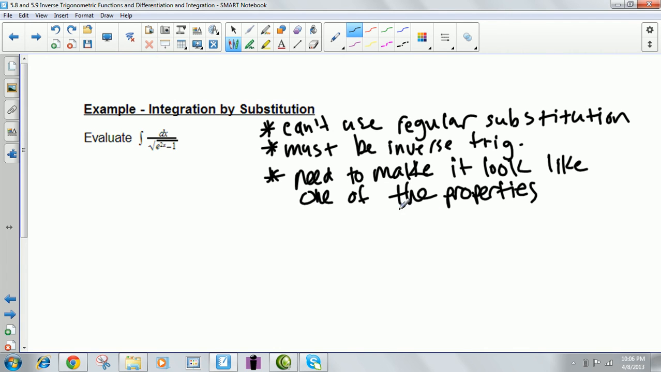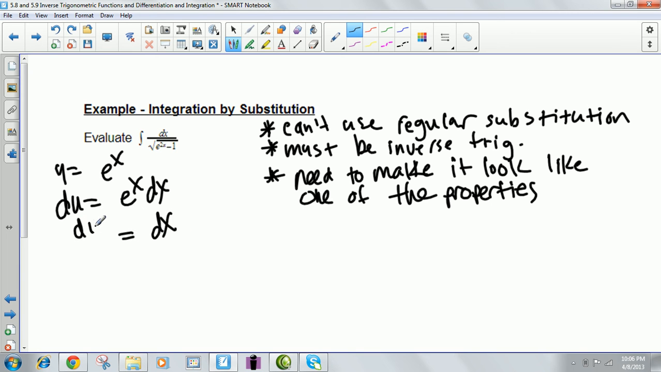Okay, so for this next one, you really have to be able to look at this and tell right away that you can't use regular substitution, because if u was anything, like if u was 2x, you're still not going to get rid of the e to the 2x to make it something similar to what we're used to, so it has to be an inverse trig function. So first of all, we have to get it to look like one of those properties. So again, you have to get these properties in your head to what they look like. And so in order for this to look like any of those properties that we just talked about, u has to be e to the x.